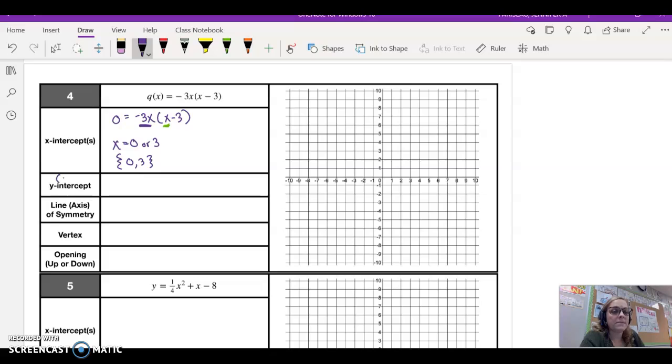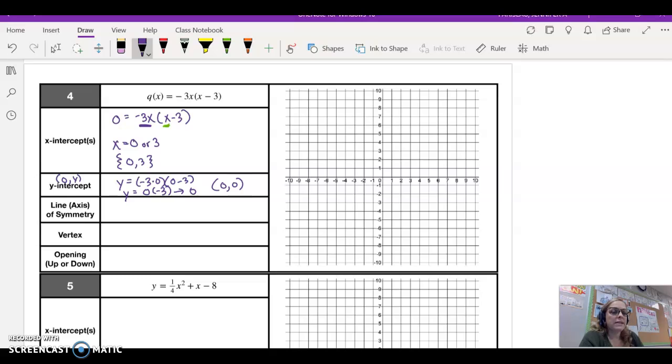All right, now the next thing I could do is my y-intercept. Remember, my y-intercept is when x is 0. So I've got to find the y value. All right, well, let's plug in 0. -3 times 0, and then 0 minus 3. Well, we already said that if this is 0, this is 0 times -3. Well, that just equals 0. So my y-intercept is (0, 0).